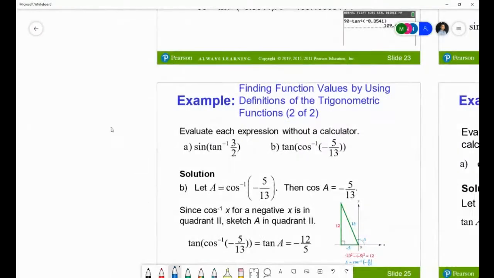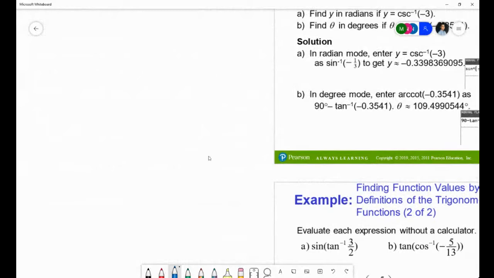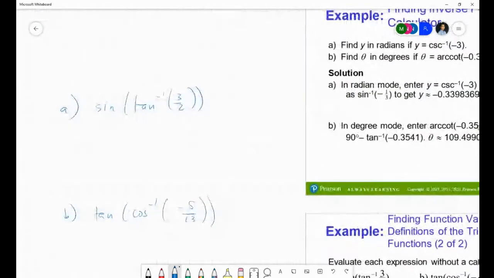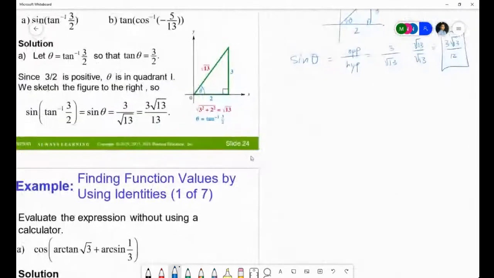Oops, let's see. All right, let's do these two. Sine of tangent inverse of 3/2, and B, tangent of cosine inverse of -5 over... Wait, do we just do that one? Or, wait, did we just do that one? So 3/2. Yeah, these look familiar. I think we've done these. Yeah, it's the same thing. Oh my god. Okay. All right, let's do this one.